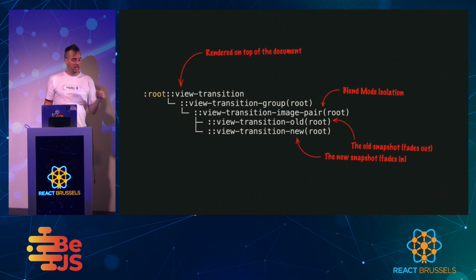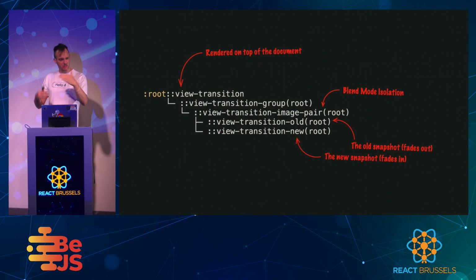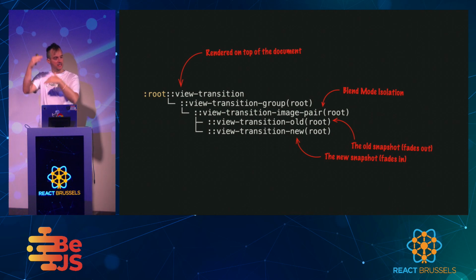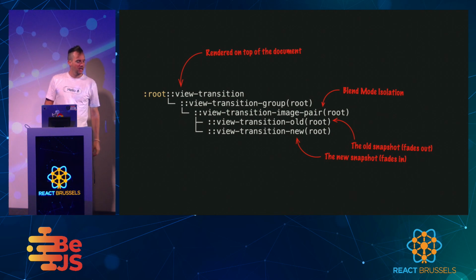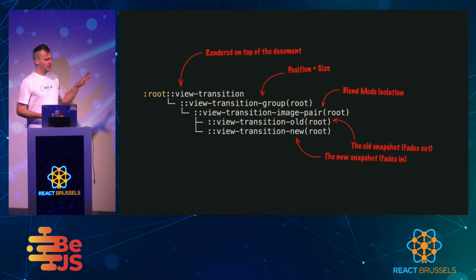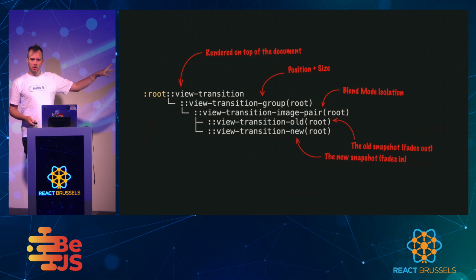Then we also have the image pair to do some blend mode isolation, because you want to stop the blend mode from hitting layers underneath. You only want the old and the new one to participate in the fade in, fade out. Only use those pixels and not pixels that get visible underneath. And then the view transition group, which is responsible for the position and size, but I will tell you more about it later on. If you can't follow here, because this is code, here's a visual.